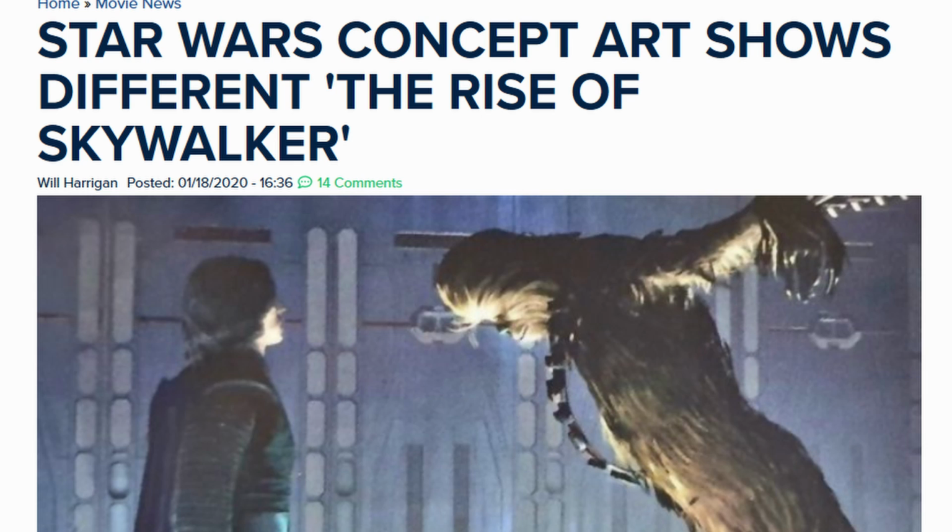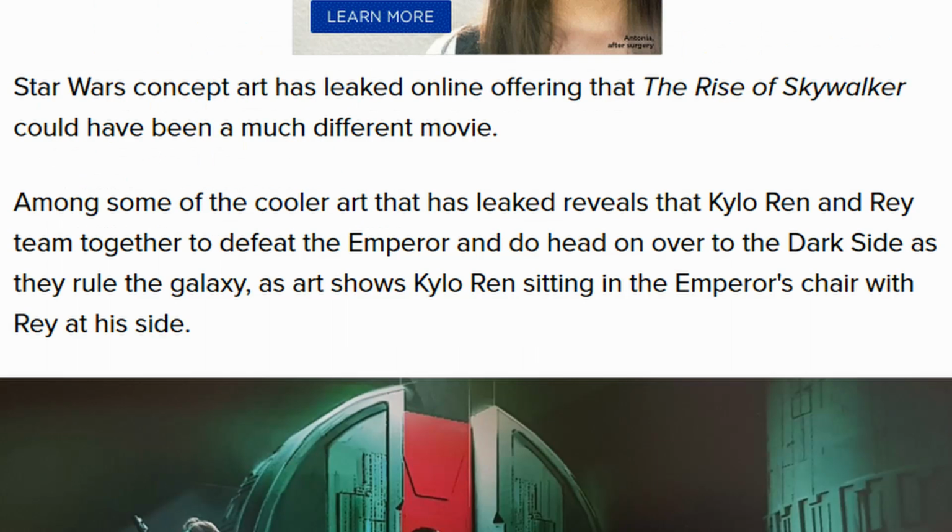Today we're going to be talking about this article. Star Wars concept art shows different The Rise of Skywalker. Yeah, we're going to be looking at concept art for The Rise of Skywalker, and I gotta say, the art does show a different story than what we got in The Rise of Skywalker. So we gotta ask ourselves, what went differently with this concept art that they went in this direction, but the final movie went in a completely different one?